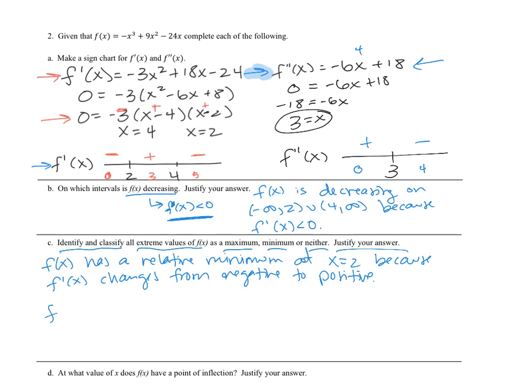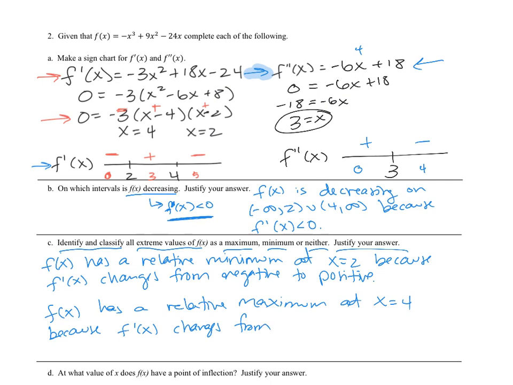I have to identify the other one, so f of x has a relative maximum at x equals 4 because, again, keeping it simple, f prime of x changes from positive to negative. The slopes of my tangent lines to f change from positive slopes to negative slopes. I can simply just call that f prime.